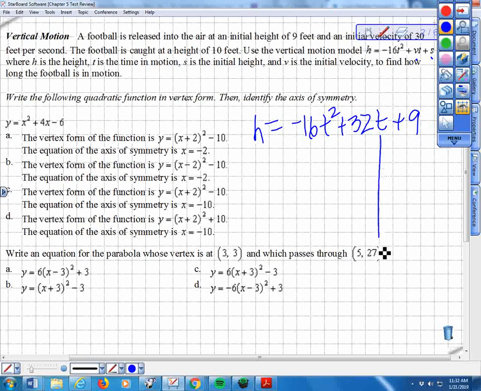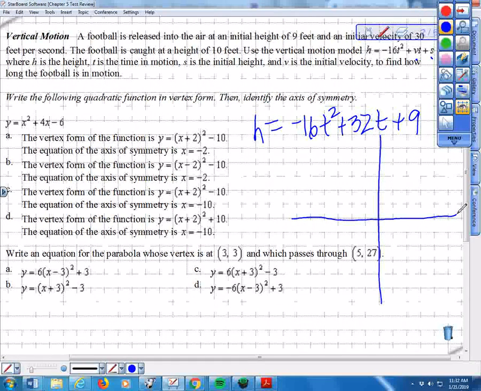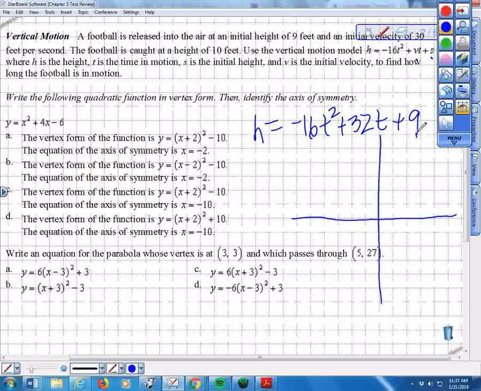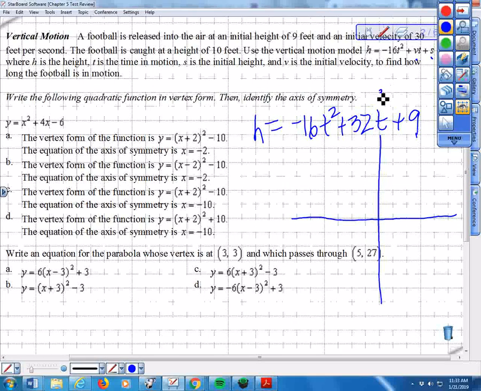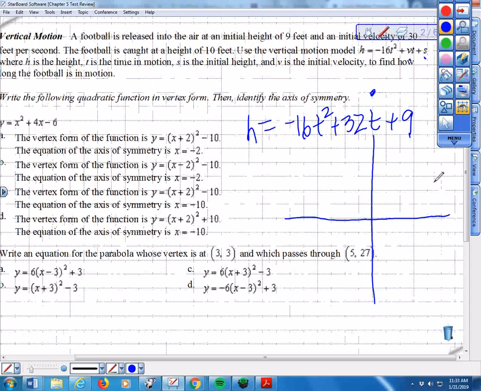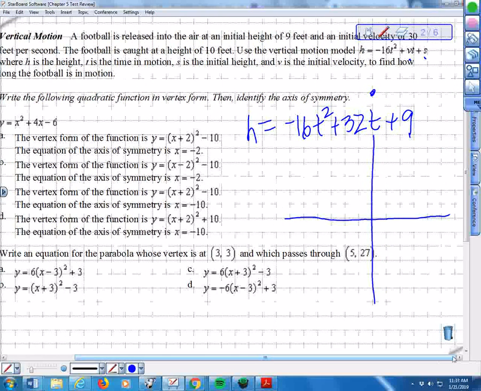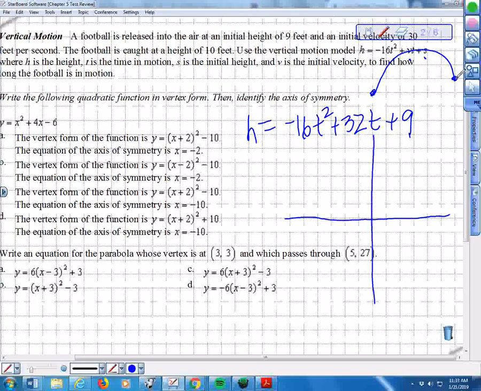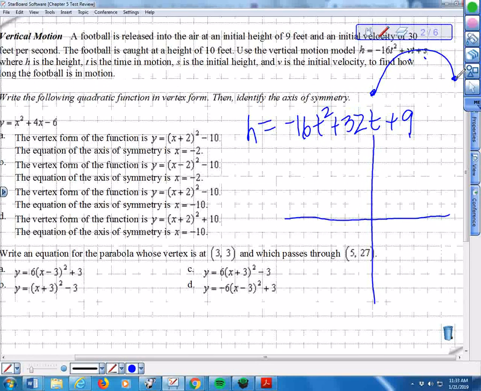Is this parabola going to open up or down? Down. And I know the y-intercept is 9. How do I know that? Because it's the constant, and they told me it's released into the air, which means time equals 0, at 9 feet. Okay? So 1, 2, 3, 4, 5, 6, 7, 8. There's the initial where it's released. It's going to go down. And it's caught at 10 feet. So someone catches it there. So it's going to have some kind of shape like this. Did everybody see that? Okay, because it's got to be a parabola that opens down.